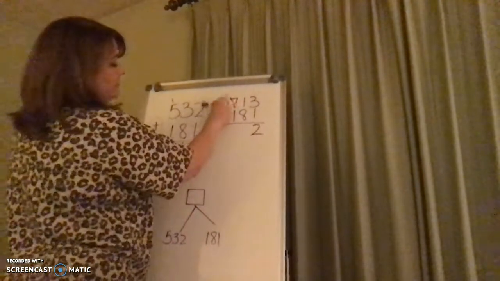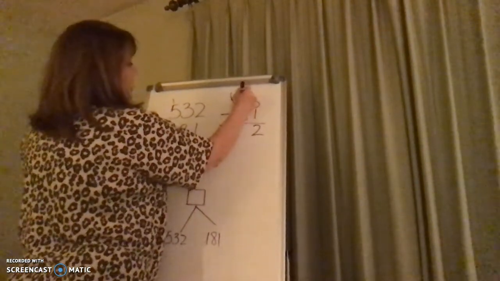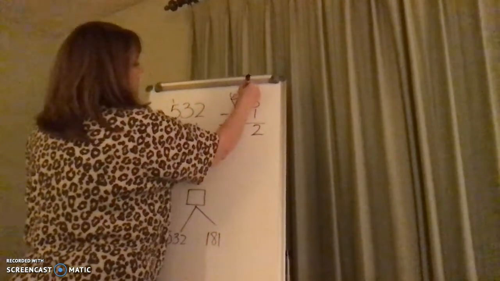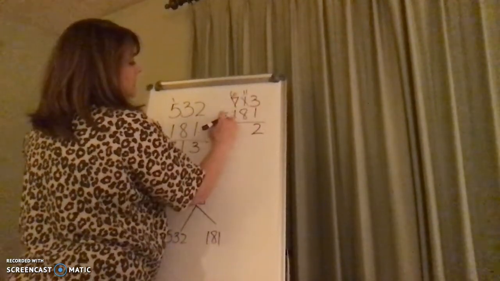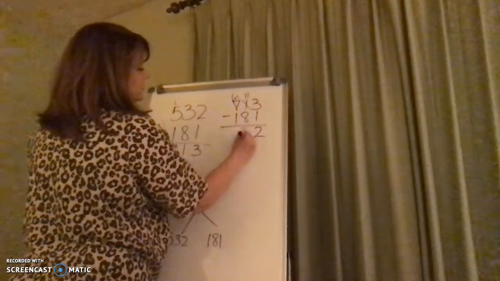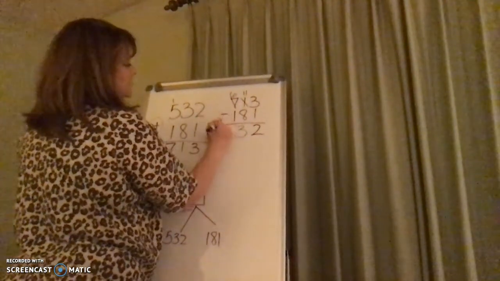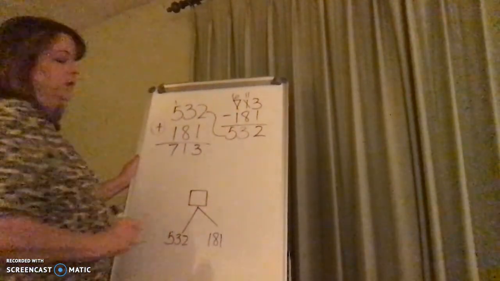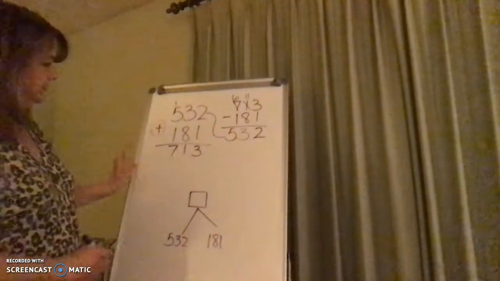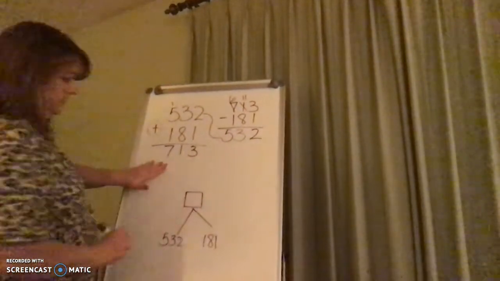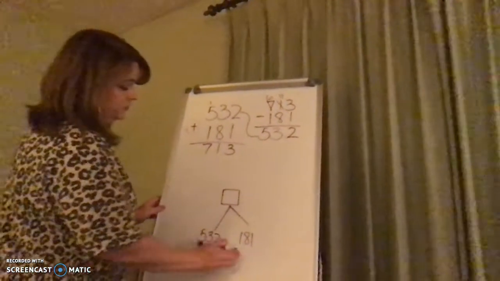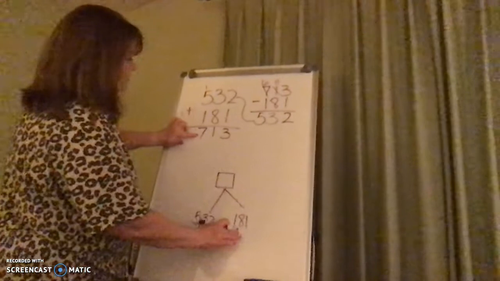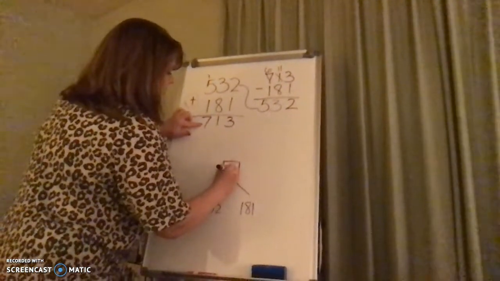So instead of 7 hundreds, I'm going to have 6. Instead of 1 ten, I'm going to have 11. 11 minus 8 equals 3, and 6 minus 1 equals 5. Did I get the correct answer? I did. So I know that my total that goes here, 532 plus 181, is 713.